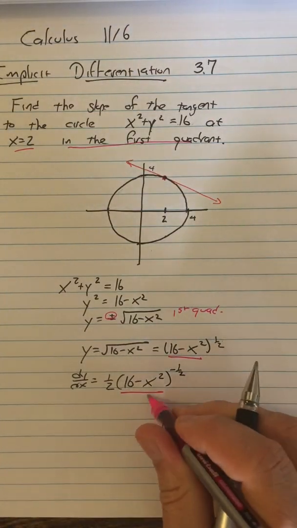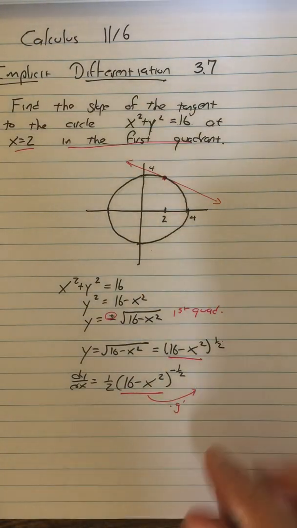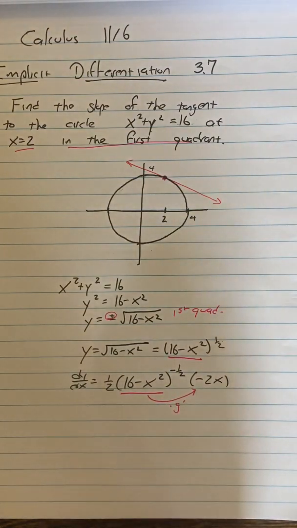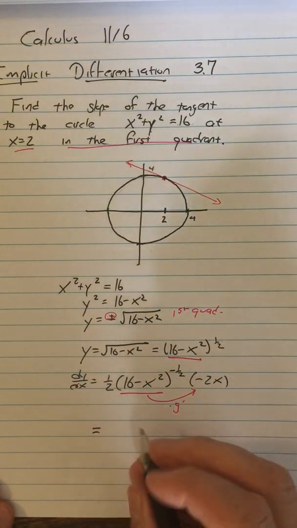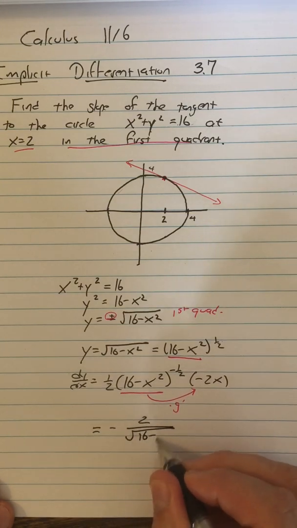Then I have to do times the derivative of the inside function, g prime, which in this case is negative 2x. Right, the derivative of 16 minus x squared is negative 2x. So we have that, which we could rewrite algebraically to be negative 2x over the square root of 16 minus x squared.